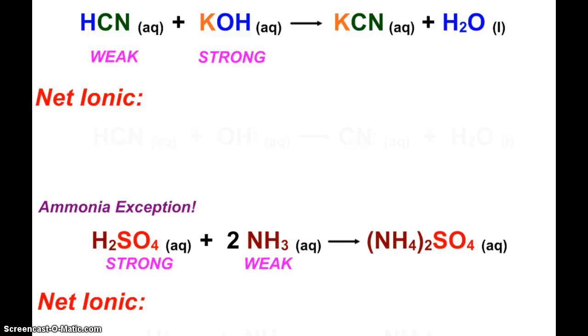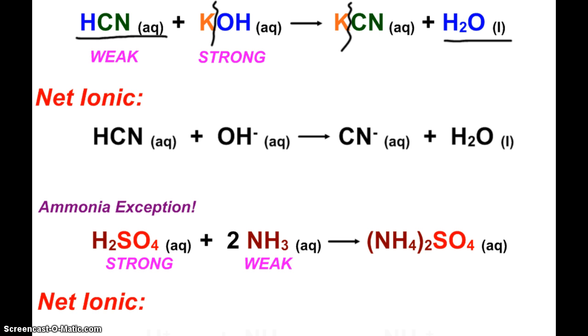So the net ionic here, HCN, since it's weak, is going to stay together. Potassium hydroxide breaks apart because it's strong. Potassium cyanide is a soluble salt, all potassium salts, and then water again stays together. So here we see our net ionic equation shows that the HCN is still predominantly together.